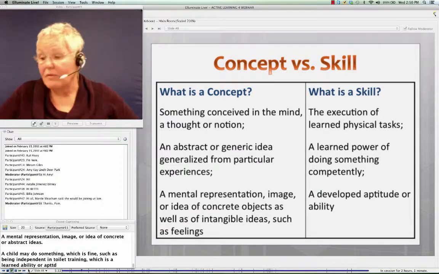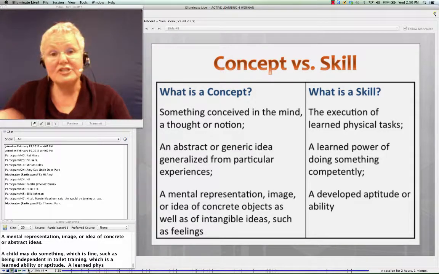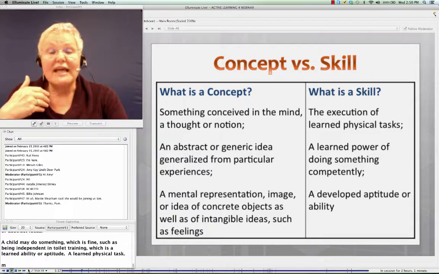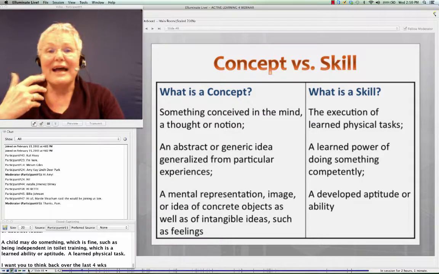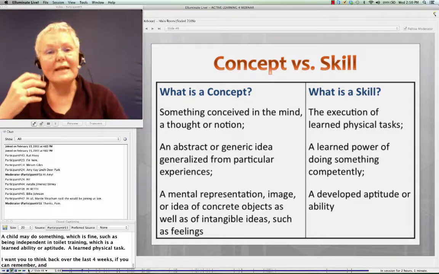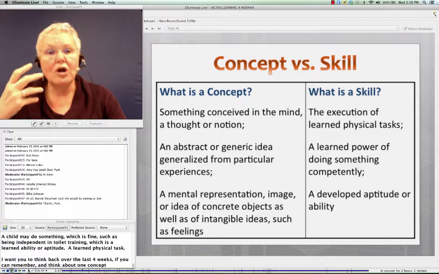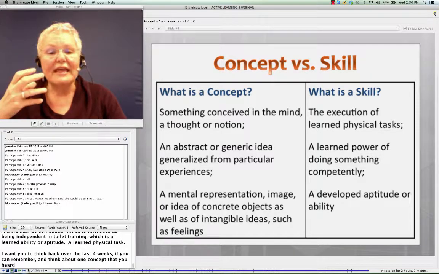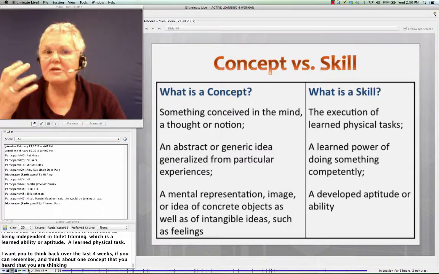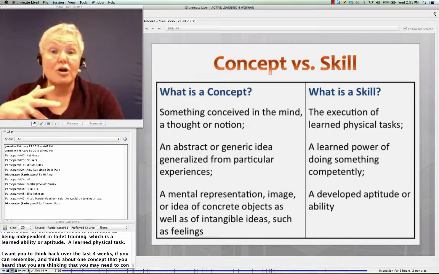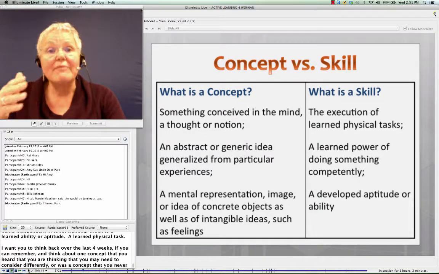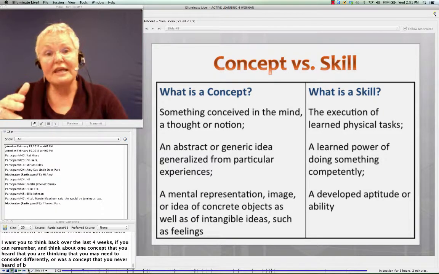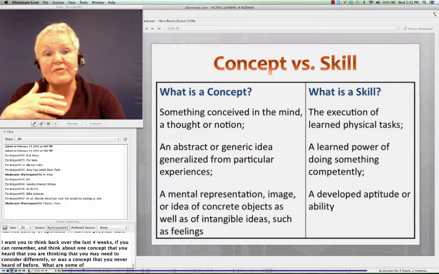So here's my question. I want you to think back over the last 4 weeks, for those of us who can remember the last 4 weeks of our life. I'd like you to think about, what is one concept that you heard that you are thinking, maybe I need to think differently about this, or this is a concept I've never heard of before. What are some of those concepts that may have come to you as you've watched the videos, as you've thought about some of the information shared?